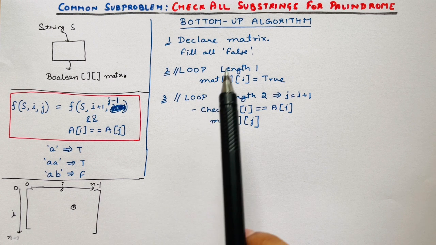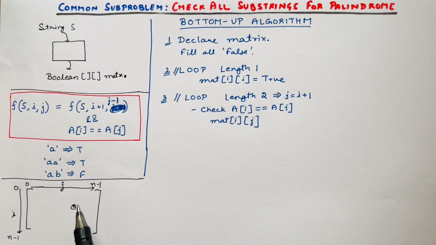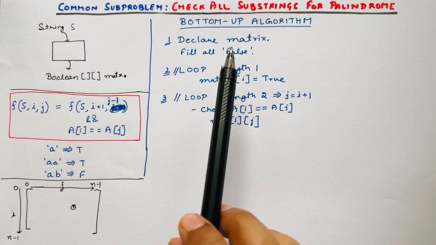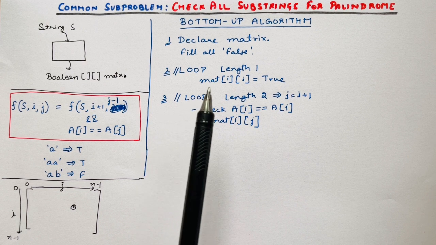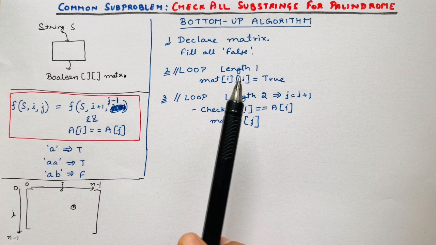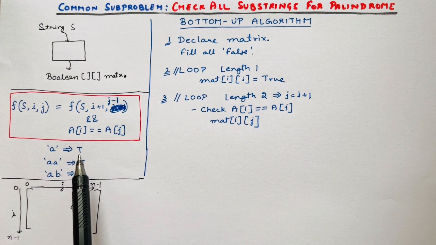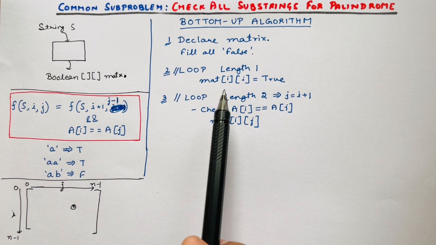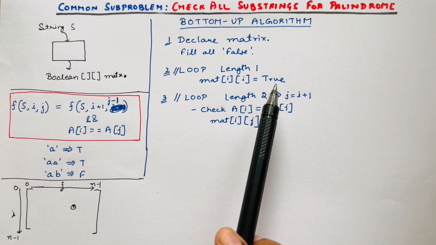So here we first of all declare the matrix. The I comma jth element of this matrix will store whether this substring is a palindrome or not. So we first declare the matrix and we initialize all of it with false. Then we go on to solve the smallest problem. What is the smallest problem? The length 1. For length 1, as we have seen, all of them are palindromes. So we represent that by looping and filling all mat I I with true.